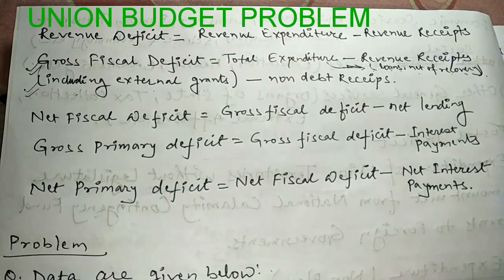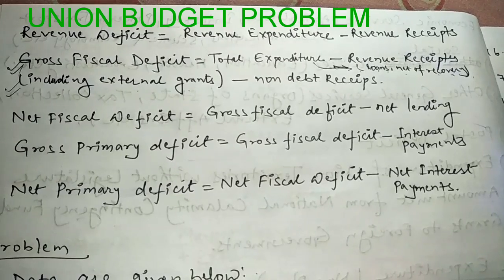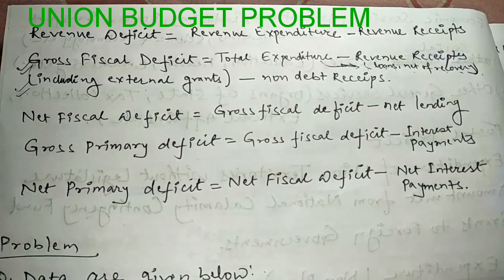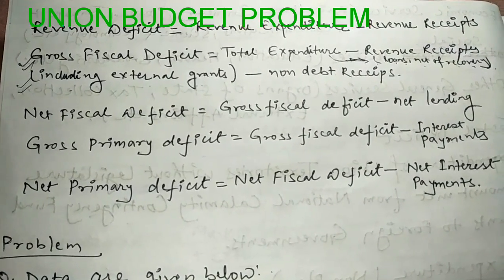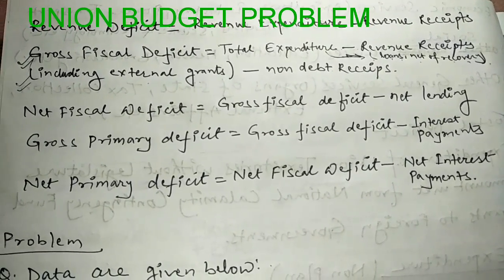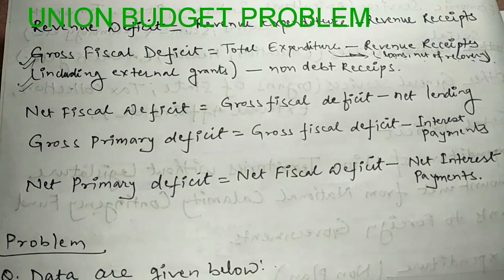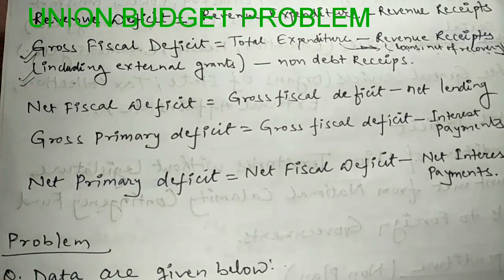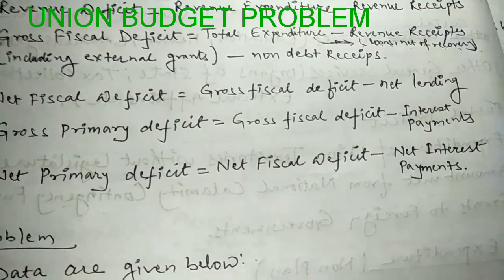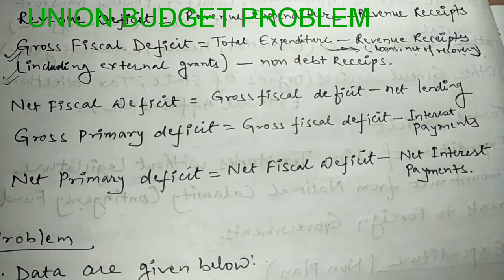Gross fiscal deficit is total expenditure, which should include loans and net of recovery, minus revenue receipt including external grant, minus non-debt receipt. Net fiscal deficit is fiscal deficit minus net lending. Gross fiscal deficit is also known as fiscal deficit, so don't get confused. For gross primary deficit, you subtract interest payment from fiscal deficit. It is very easy to remember.